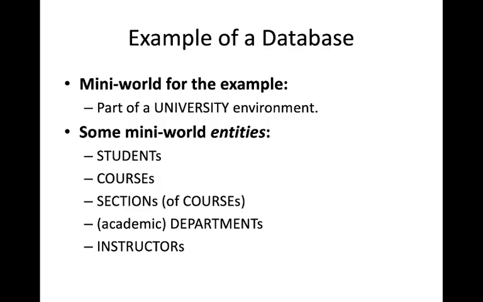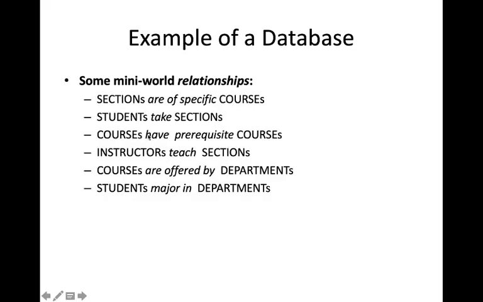Now we will see an example. This is an example mini world. A university is an example of a mini world. If you are storing data about that university, then the university is known as a mini world because it is a part of the real world. Then we have entities, which we will learn about later. These are known as entities: student, courses, sections, departments, instructor. All these are entities in the database, and there will be relationships between these entities. Students take sections, courses have some prerequisite courses, and instructors teach some sections. Courses are offered by departments. So these are some relationships between these entities.